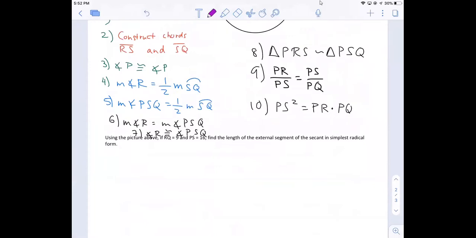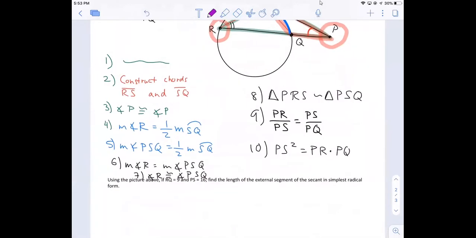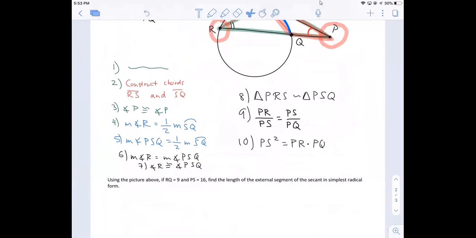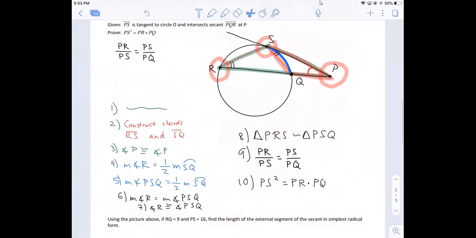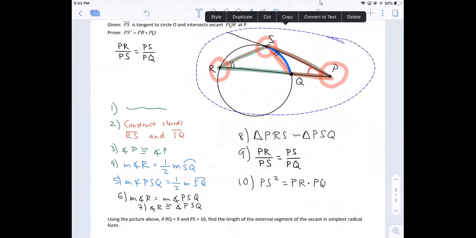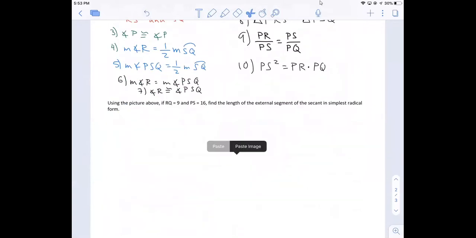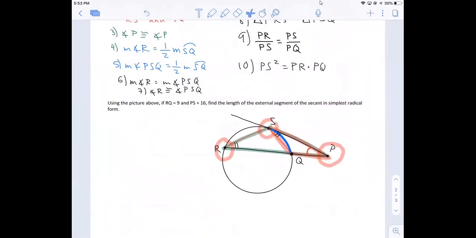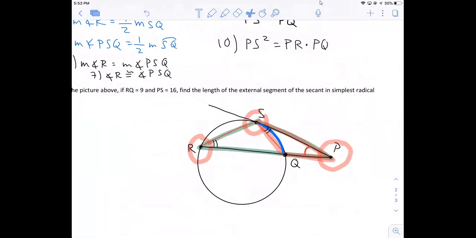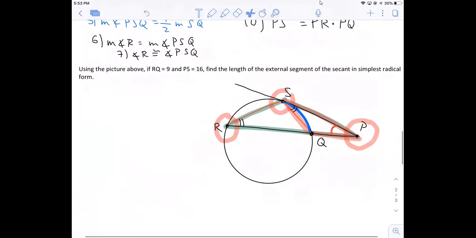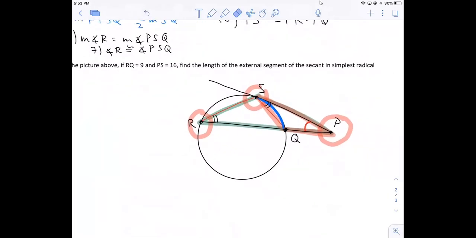And so let's do one example with this. This is not too bad. It's just like how we would use any other theorem. But using the picture above, if RQ is 9 and PS is 16, find the length of the external segment of the secant in the simplest radical form. So go ahead, pause the video, try this. This should be something you are capable of doing at this point. And let's take a look.